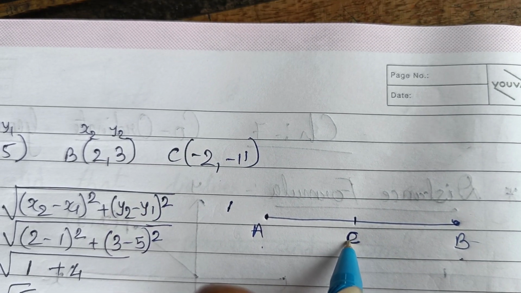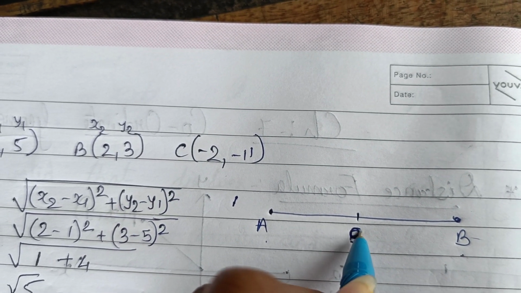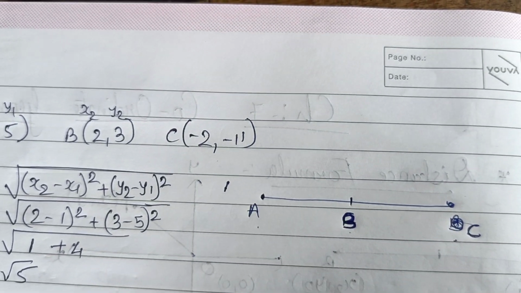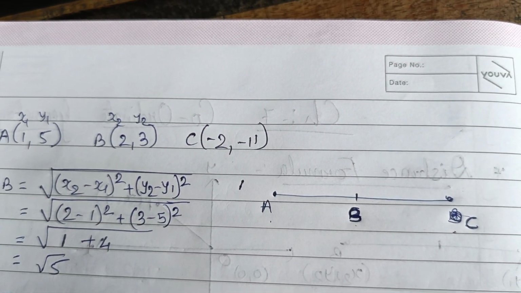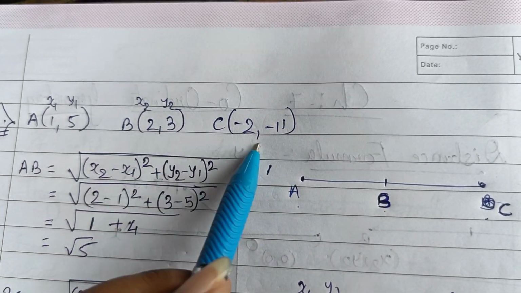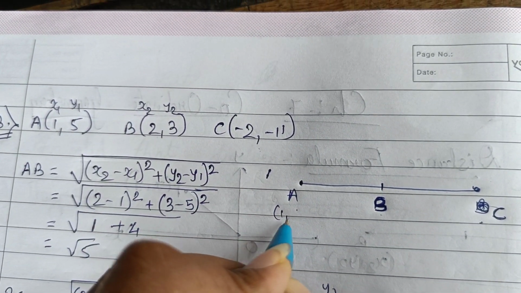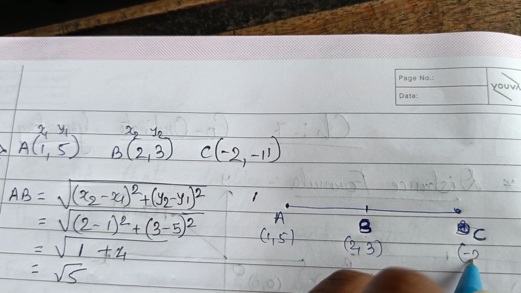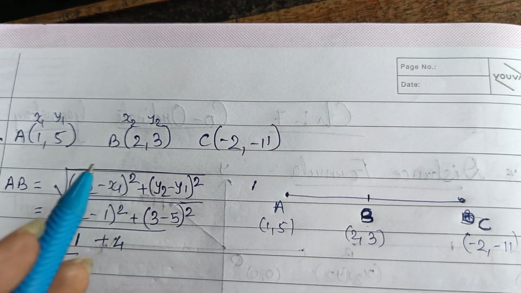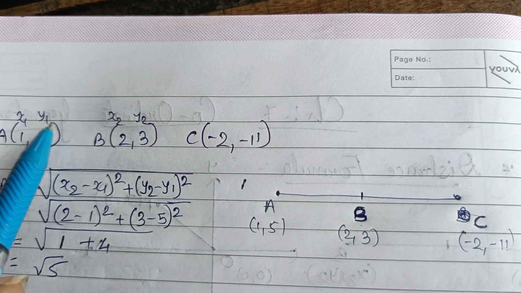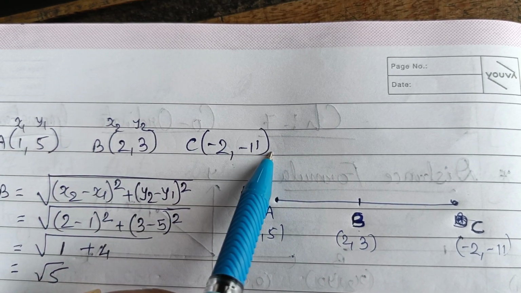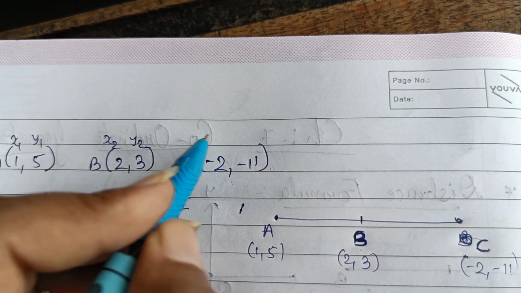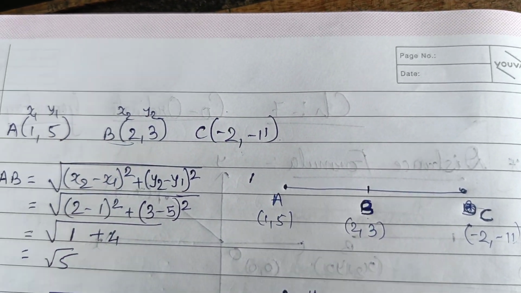So I am taking B over here and C over here. Now, first of all, find out the distance between the points. You are provided with 3 points, A, B and C. A is 1, 5, B is 2, 3 and C is -2, -11. So the point A is x1, y1, B is x2, y2 and C is x3, y3.